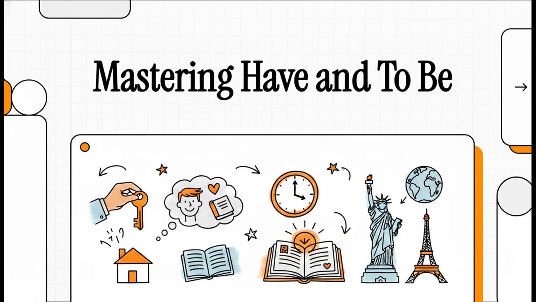Today, our absolute main goal is to master two of the most powerful, everyday tools in the English language, the verbs have and to be. By the end of this quick lesson, you're going to be able to perfectly describe your world, your personal stuff, and even your favorite cities without missing a beat.